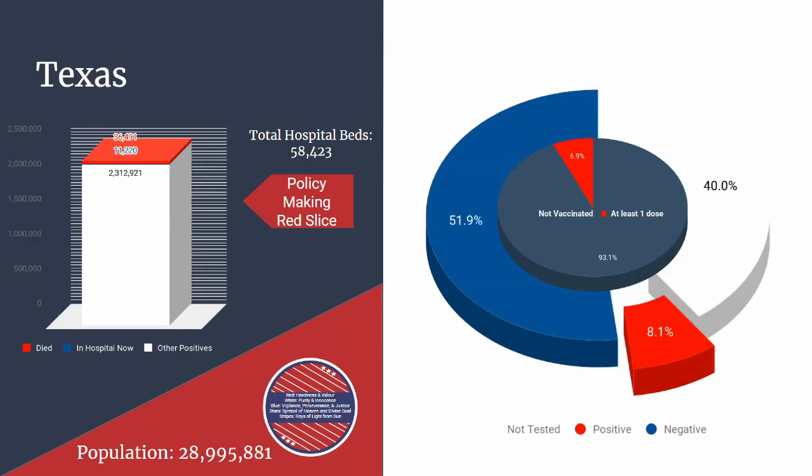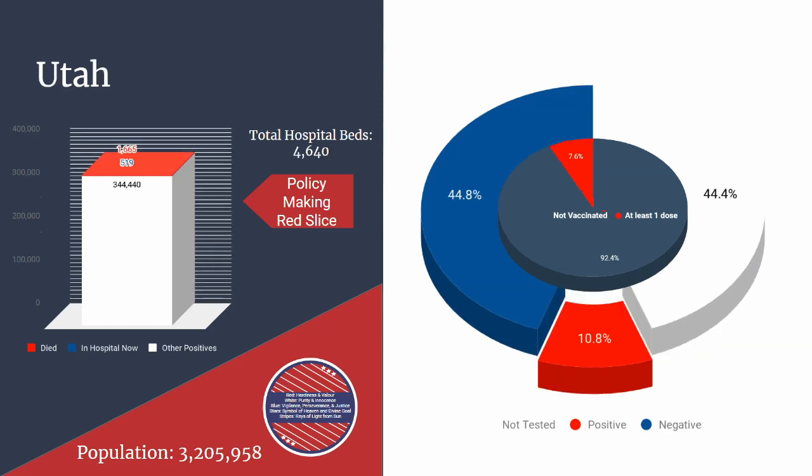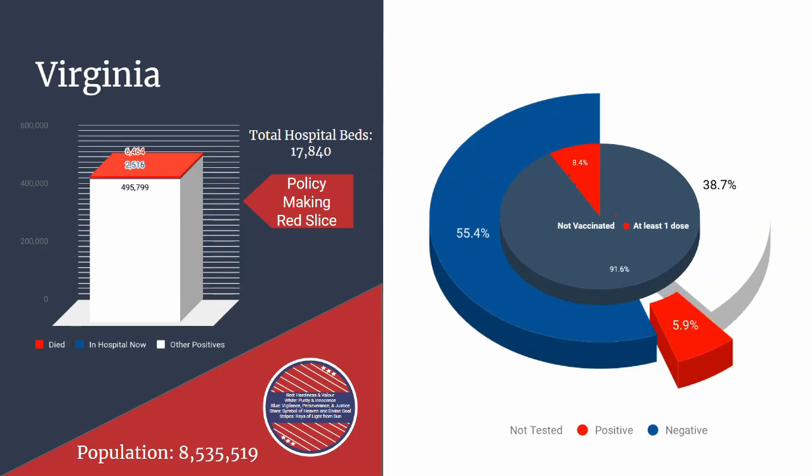Texas vaccinated 6.9% of their population. Their negatives are around 51.9% with a positive test of 8.1%. 36,000 people died, 11,000 are hospitalized right now with 58,000 hospital beds. Utah vaccinated 7.6%. Their negative tests are sitting at about 44.8%, with 10.8% positive test results. They have 1,600 who died, 519 hospitalized right now with 4,600 hospital beds.